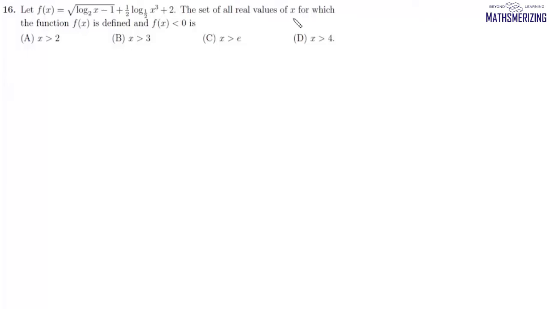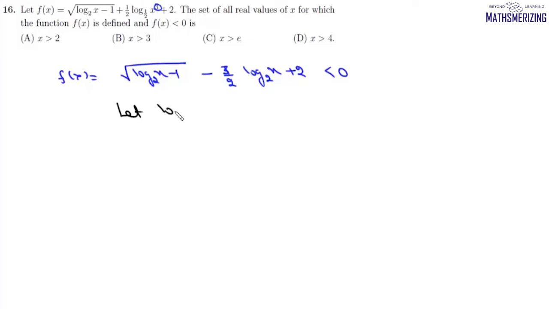The set of all real values of x for which f(x) is defined and f(x) is less than 0. Now what we'll do is we'll write this f(x) as under root of log x base 2 minus 1. We'll take this 1 by 2 as 2 to the power minus 1, and the power of the base comes out as a reciprocal. We can write this as minus 1 by 2. We'll also take this 3 out. So we'll write minus 3 by 2 log x base 2 plus 2, and we want this to be less than 0.